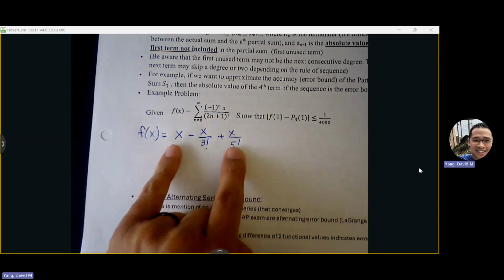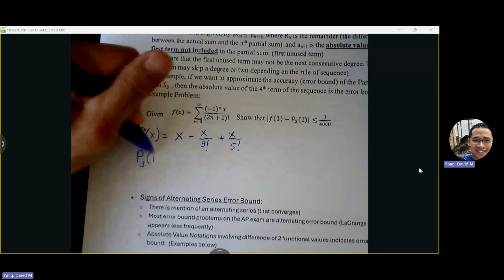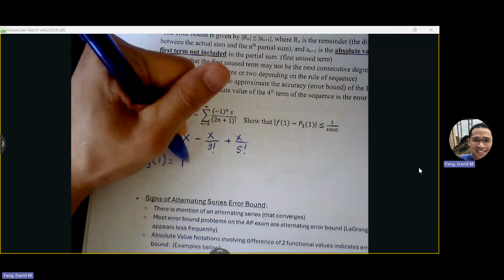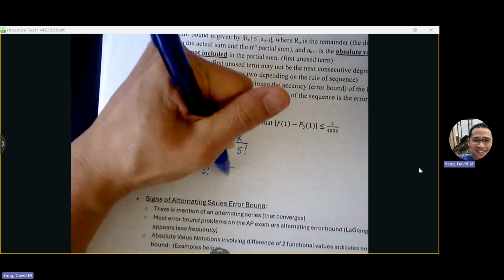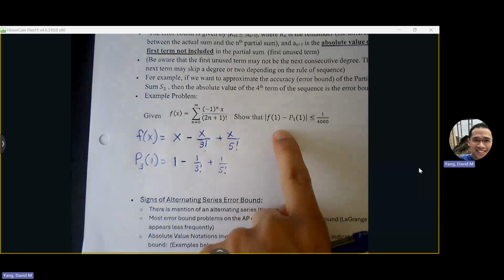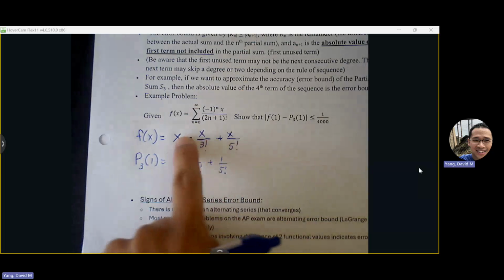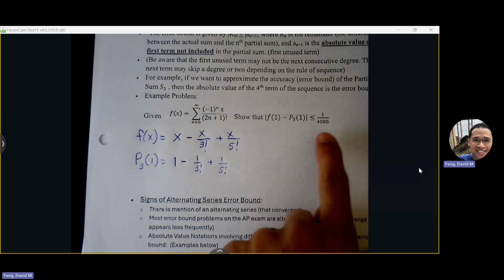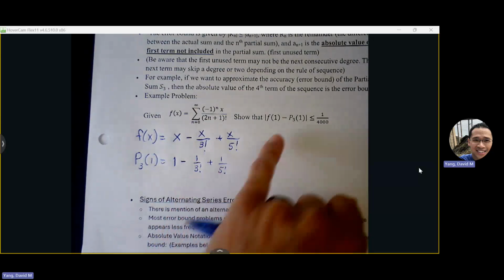This is my P sub 3 of x because I have 3 terms here. So therefore, my P sub 3 of 1 is going to be 1 minus 1 over 3 factorial plus 1 over 5 factorial. Obviously, this is not the same thing as f of 1, right? f of 1 would include x over 7 factorial. It would continue on to infinity. So we know that this is not going to be the exact value of f of 1.